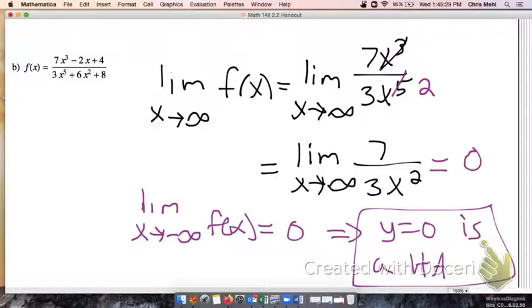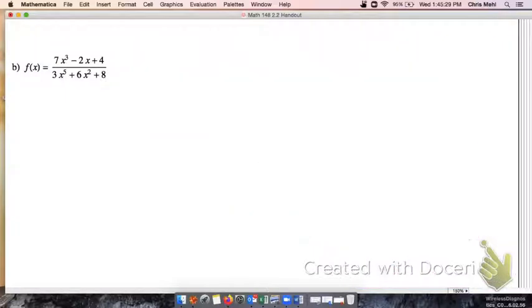Okay, and again, if you graph that function in Desmos, you will see that as you go to the left or right, the function values or the graph approaches 0, or the x-axis, respectively. Okay, and then finally, for part C.